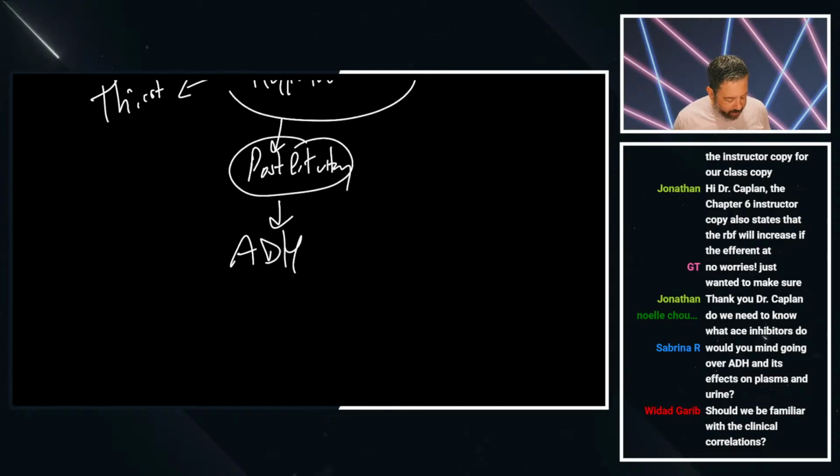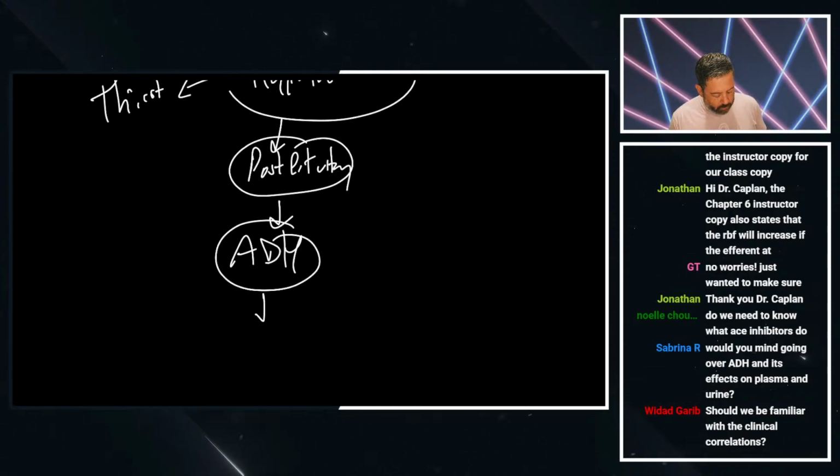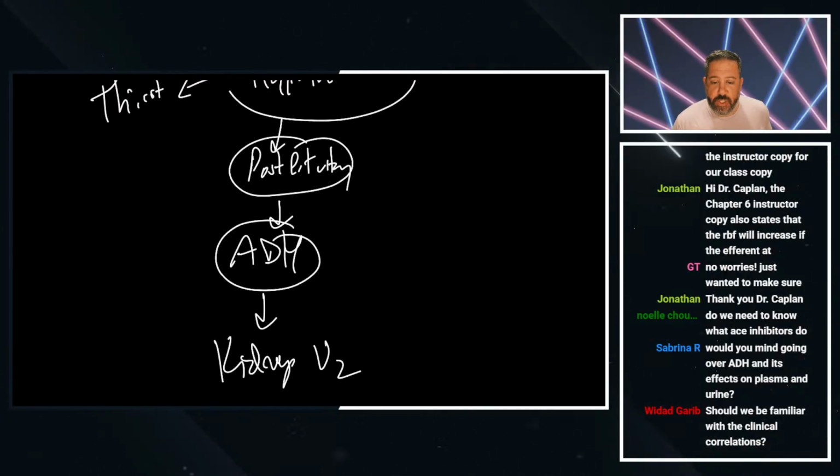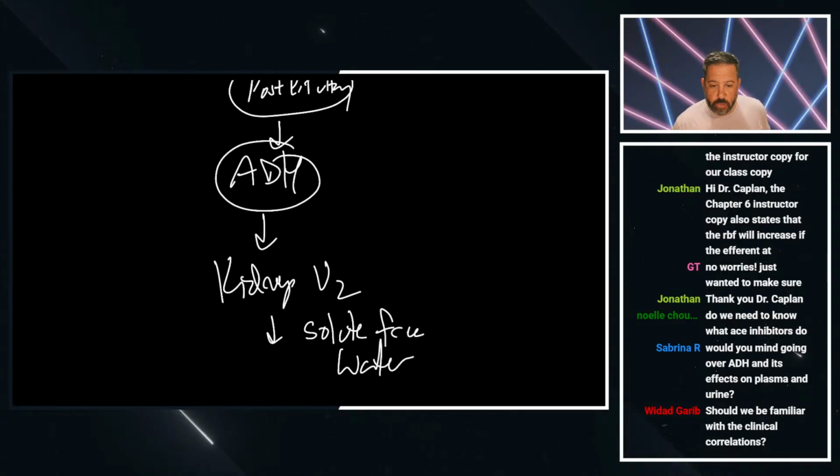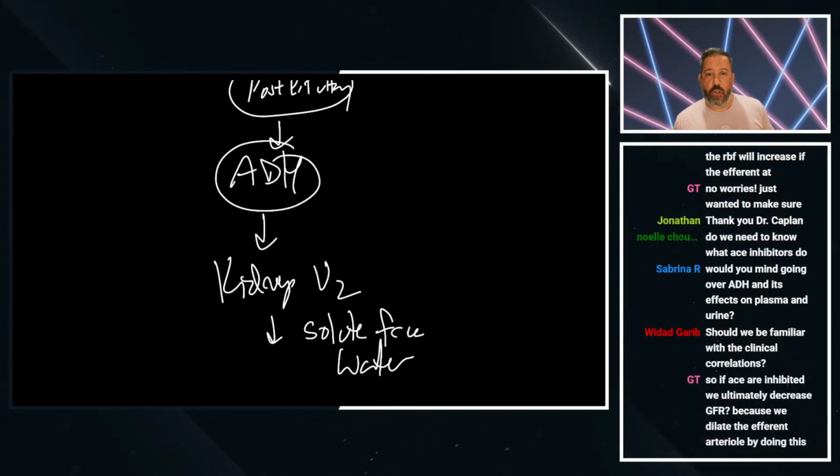ADH is then going to go to the kidneys. And it's going to act on those V2 receptors. Remember, it is solute-free water that it's going to reabsorb. So it's going to reabsorb water until the osmolarity goes back to a normal range. Once it goes to a normal range, the stimulus to release ADH drops and ADH goes down. So that's what happens when we are water deprived.